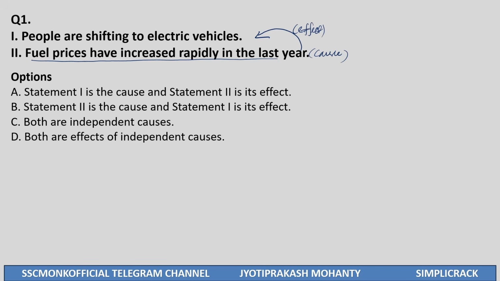Yes or no? Yes. Now if I say people are shifting to electric vehicles, this is my cause, and because of that fuel prices are increased. Effect means what? That is the outcome. So if more people are using electric vehicles, fuel price will be increased. Is it making any sense? No. That means the first statement can never be the cause. It is the effect. That means in options, statement 2 is the cause and statement 1 is the effect.